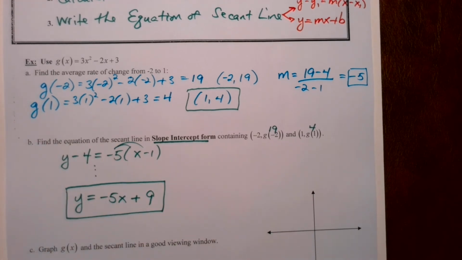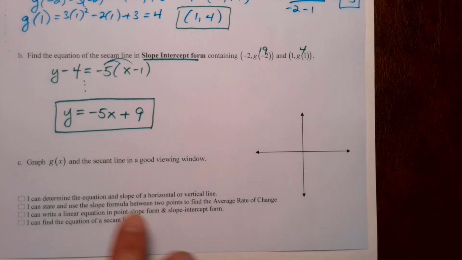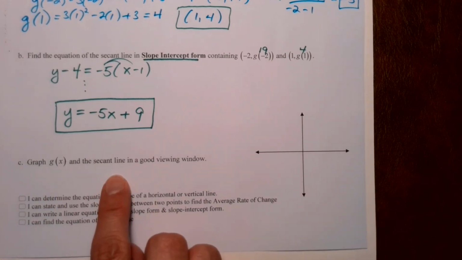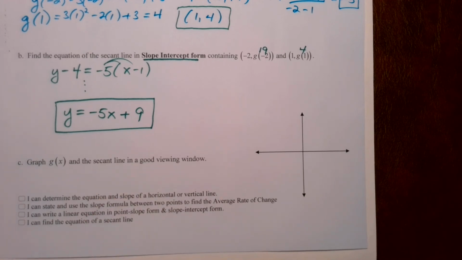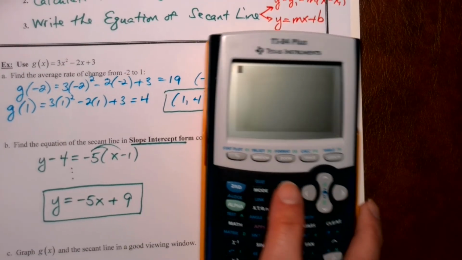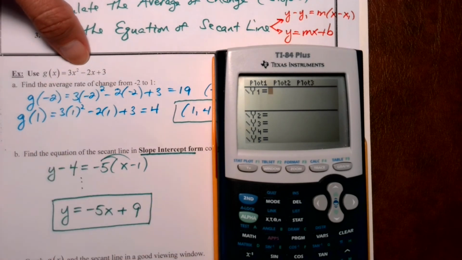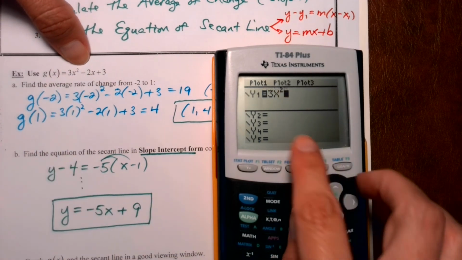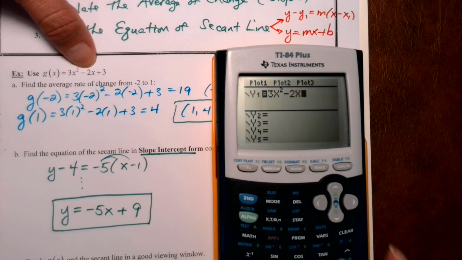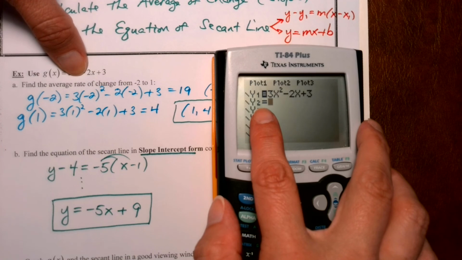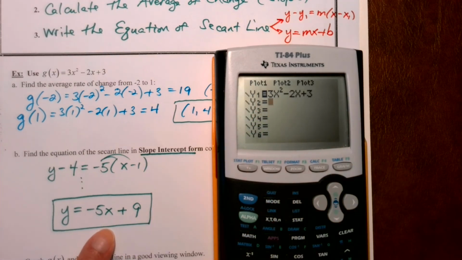Now how do we check this with our calculator? We could graph g of x and the secant line. I'm going to get my graphing calculator just to check to see if everything worked. In y equals, clear out anything from before. Your g of x is 3x squared minus 2x plus 3. Y number 2: the secant line that I'm checking is -5x plus 9.